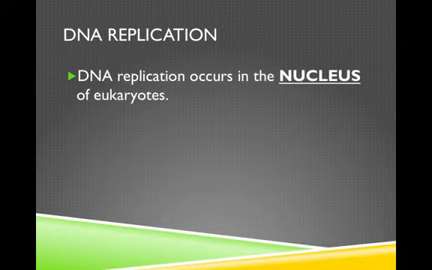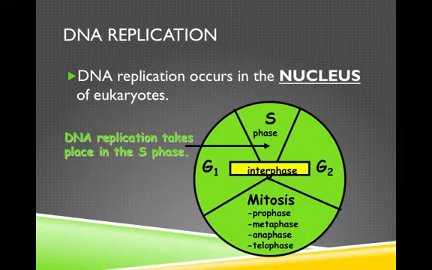DNA replication occurs in the nucleus of eukaryotes. So remember, a eukaryote is a cell that has membrane-bound organelles, primarily a cell that has a nucleus. So the DNA replication is going to take place in the nucleus.